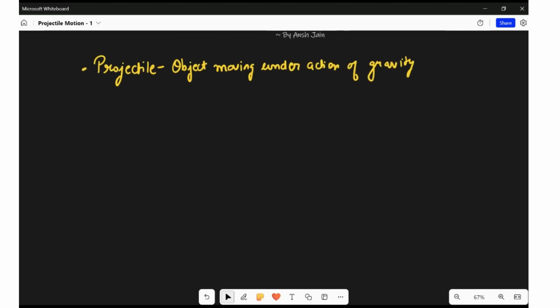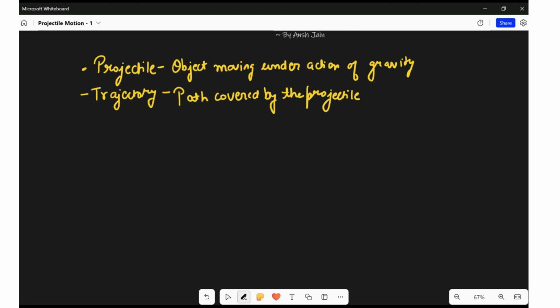Now, under projectile, we have trajectory. Now, what is trajectory? It is just the path covered by the projectile. All right. And another important term is the range of projectile. It is a very simple term which means the horizontal distance covered by a projectile.